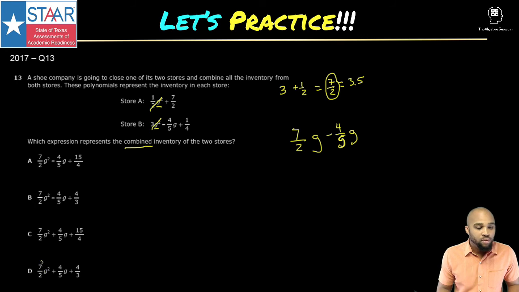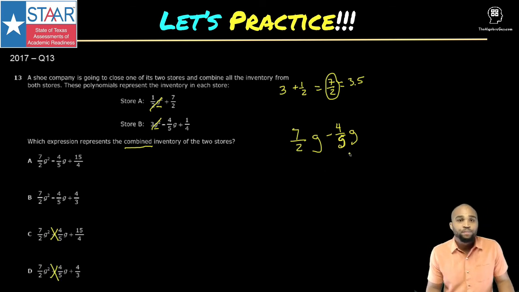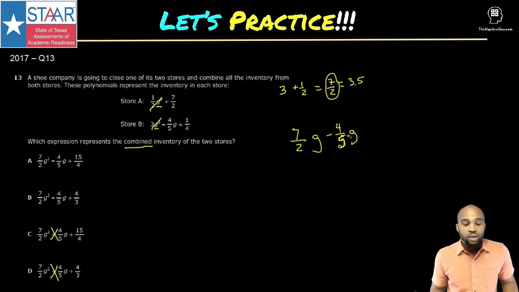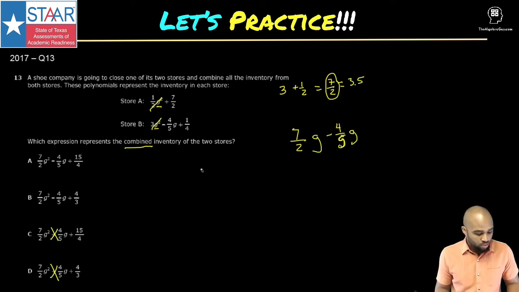All of them have 7 over 2 g squared, but what about negative 4/5? Well, this is not right, and this is not right. So I'm already at 50% if I were to stop now. That's a pretty good feeling. And then I have 7 over 2 plus 1/4. Let's put that over here, 7 over 2 plus 1/4.